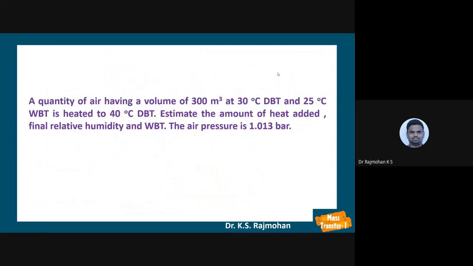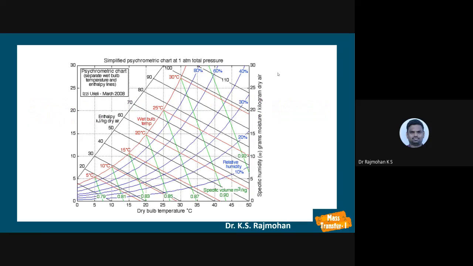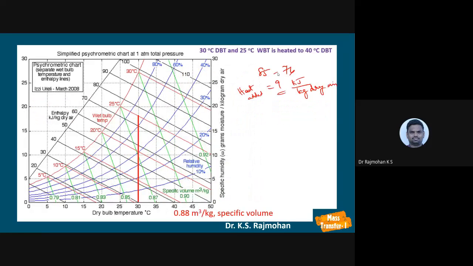It is mentioned 300 meter cube. We can proceed to solve the problem. Okay, this is the volume. In the total volume, how much is the moisture, how much is dry air? So you can finally find out what is the total amount of kg dry air, and you can find out what is the exact amount of kilojoules of heat added to the system. Okay.